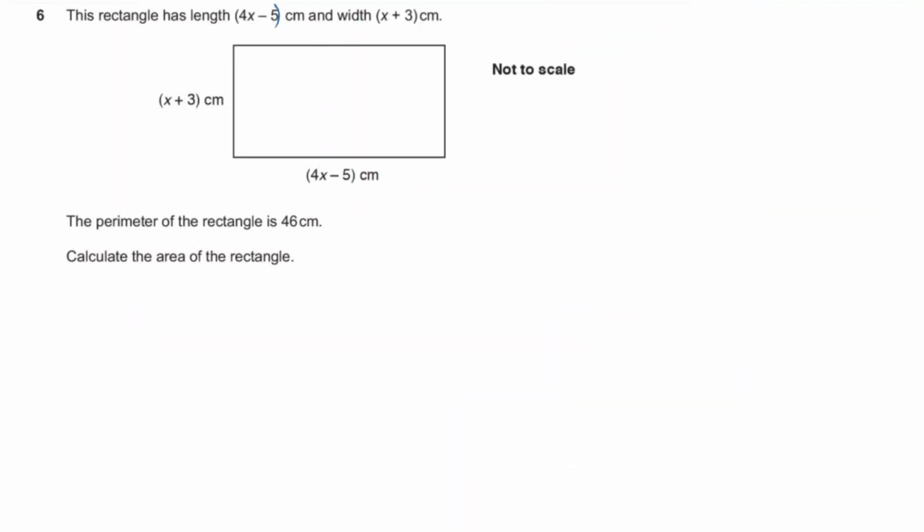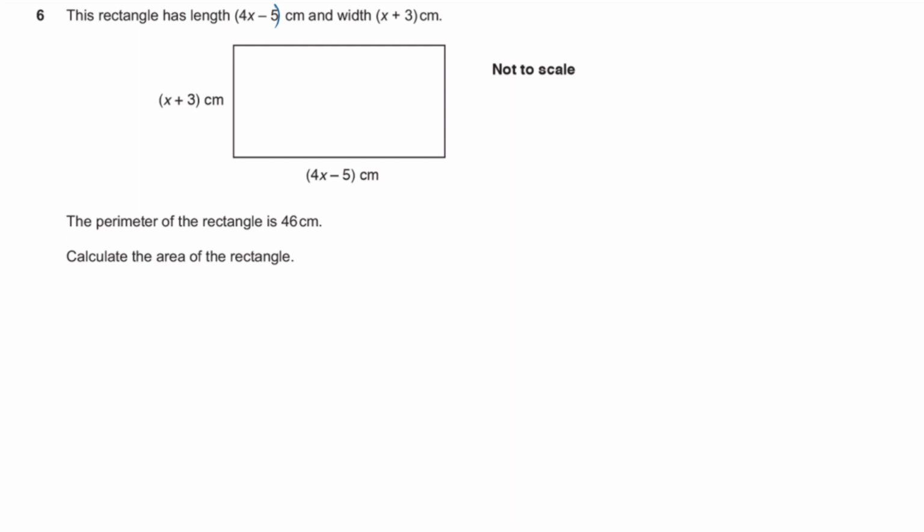Question 6. This rectangle has a length of 4x minus 5 centimeters and a width of x plus 3 centimeters. And we're told that the perimeter of the rectangle is 46 centimeters. And we need to calculate the area of the rectangle.